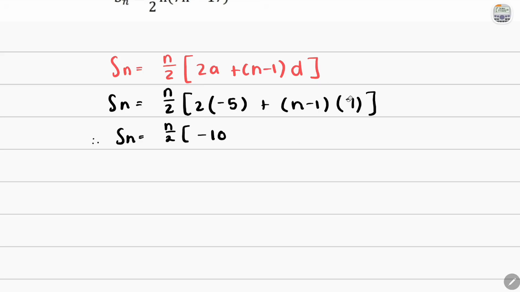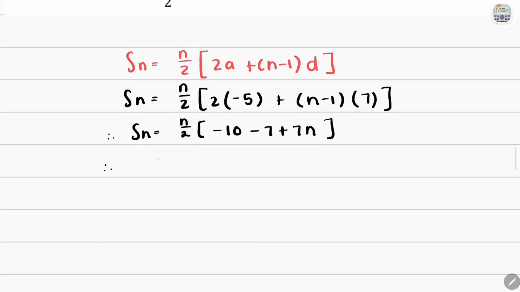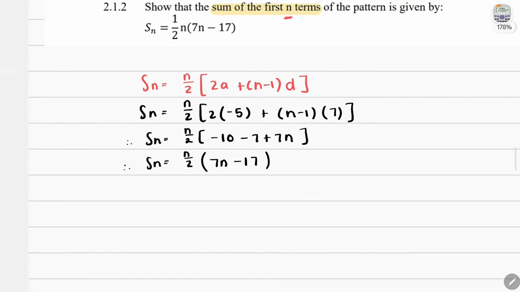When we distribute, let's distribute with the -1 first. That's -7 and then +7n. Let's rewrite it with the 7n first. So therefore, Sn is equal to n over 2 multiplied by 7n, and -10 minus 7 is -17. And this is the answer.